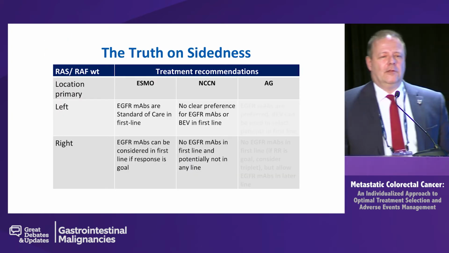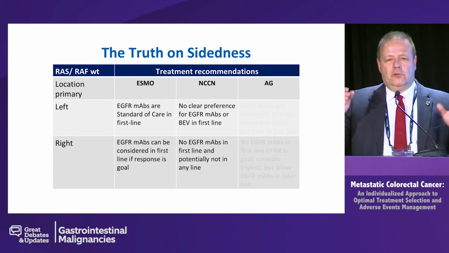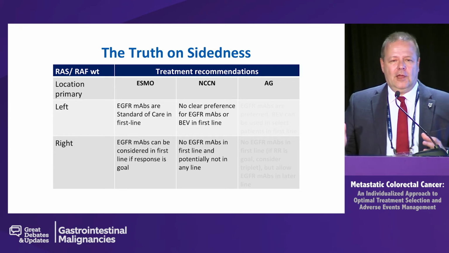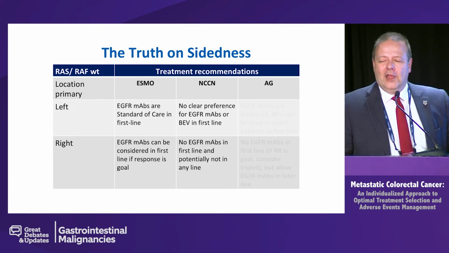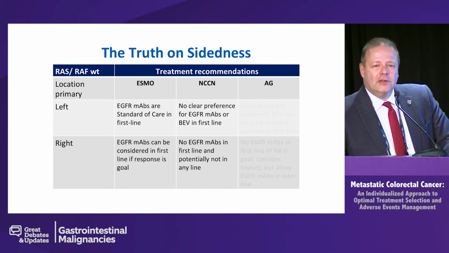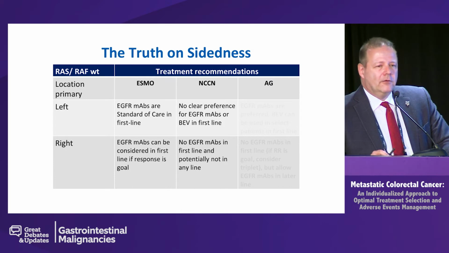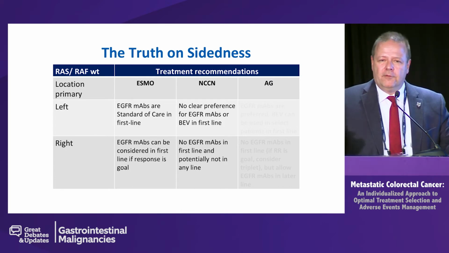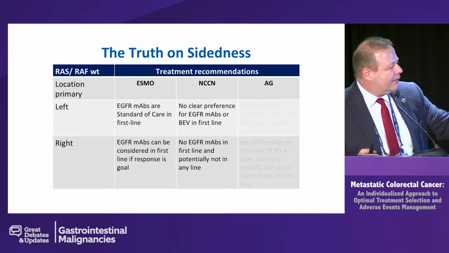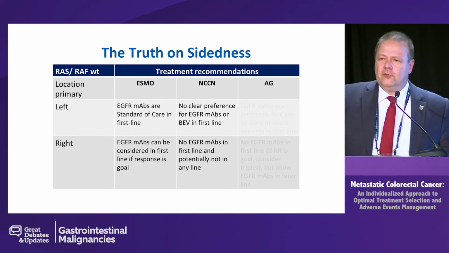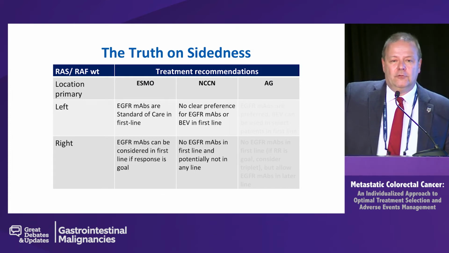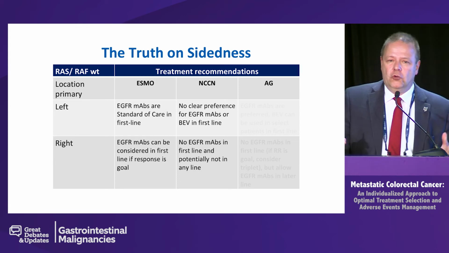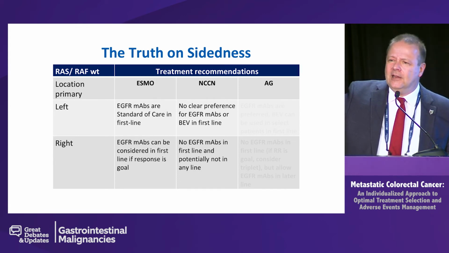Now, the interesting thing is you have ESMO experts, European experts, and US experts in NCCN, and they look at the data and they come to somewhat different conclusions. For instance, the ESMO guidelines say in left-sided tumors, EGF receptor antibodies are the standard of care, and in NCCN, you can say EGF receptor antibodies or bevacizumab can both be used. In right-sided tumors, ESMO said there are some patients who might benefit in terms of response rate, so you could use EGF receptor antibodies in right-sided tumors. The NCCN guidelines don't use it in first line, and likely not even in any lines of therapy.